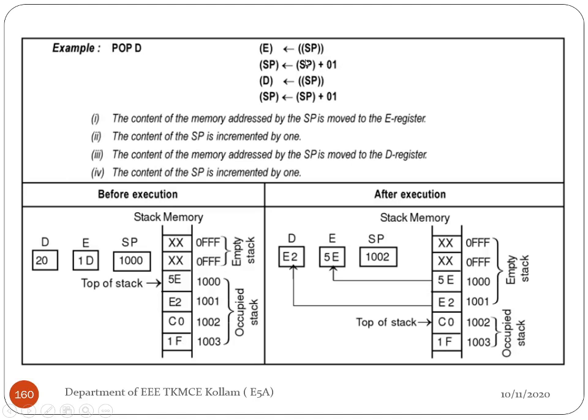So whenever this instruction is executed, content of top of the stack, that is 5E, is transferred into low order register. That is 5E is moved into E register. Then stack pointer is incremented by 1. Stack pointer becomes 1001. What is the data available in 1001? That is E2. E2 will now move into D register. Then stack pointer is again incremented by 1. Now the stack top indicates the location 1002, that is the content of stack pointer now. So up to 1002 the occupied stack. So from 1001 onwards it is empty stack.